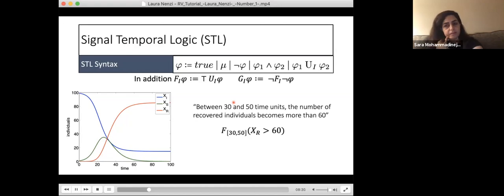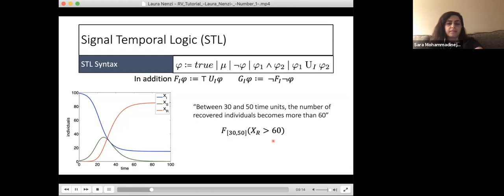So what does it mean to do a specification with a temporal logic language? We see here a very simple example. We have a simulation of an epidemic system, so we have the evolution in time of the number of infected, recovered, and susceptible individuals. For example, we want to ask if between 30 and 50 time units, the number of recovered individuals becomes more than 60. This can be described by this temporal logic formula, where this is the operator eventually, and this means eventually in a time between 30 and 50, the number of recovered individuals is more than 60.